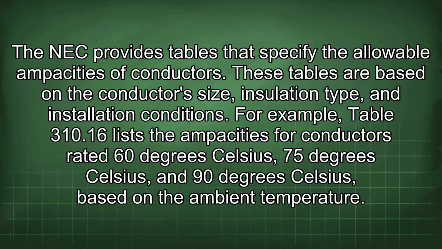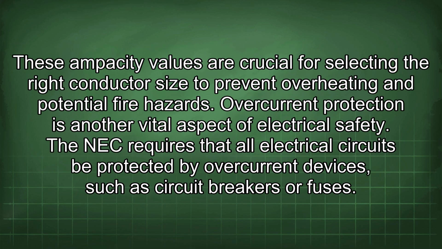The NEC provides tables that specify the allowable ampacities of conductors. These tables are based on the conductor's size, insulation type, and installation conditions. For example, Table 310.16 lists the ampacities for conductors rated 60 degrees Celsius, 75 degrees Celsius, and 90 degrees Celsius based on the ambient temperature. These ampacity values are crucial for selecting the right conductor size to prevent overheating and potential fire hazards.